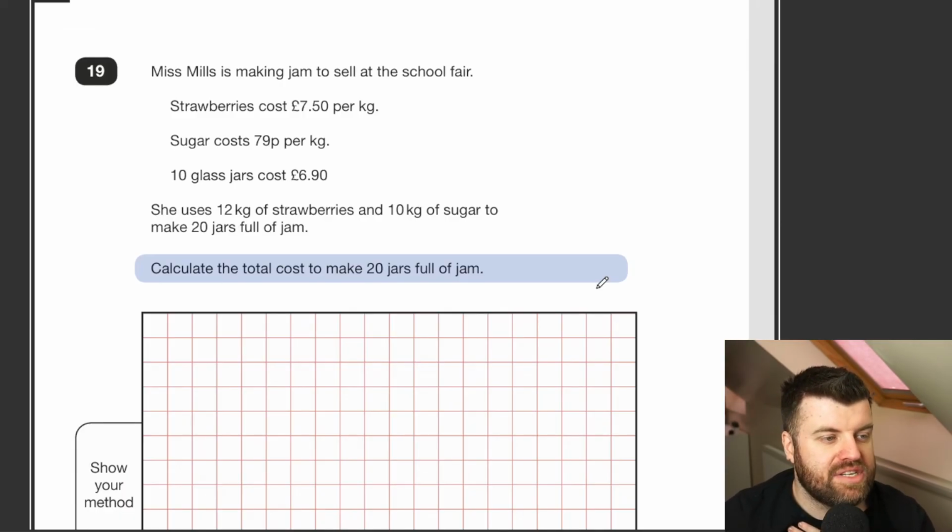Miss Mills is making jam to sell at the school fair. Strawberries cost £7.50 per kilogram. Sugar costs 79 pence per kilogram. 10 glass jars cost £6.90.